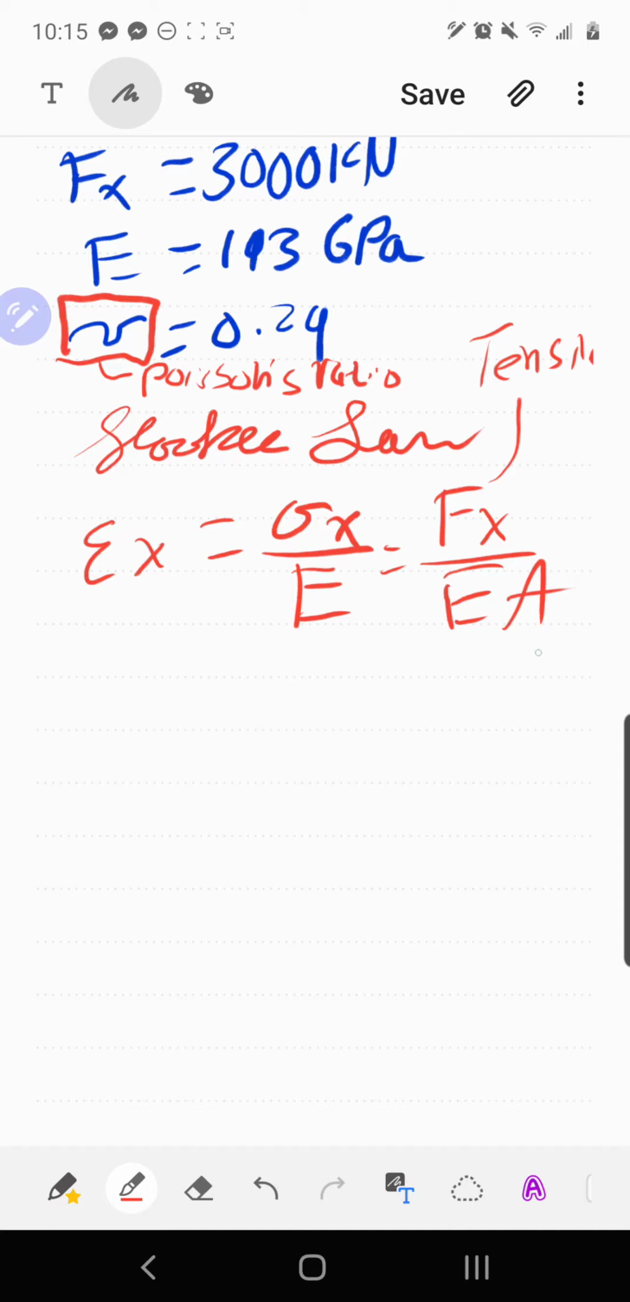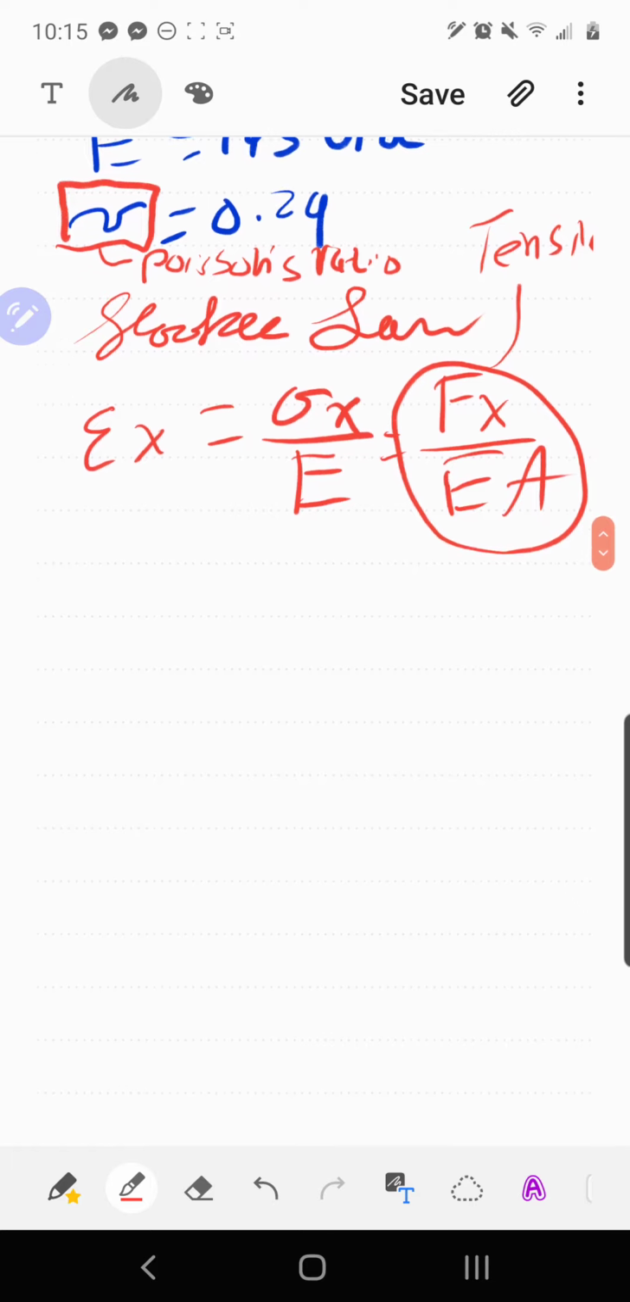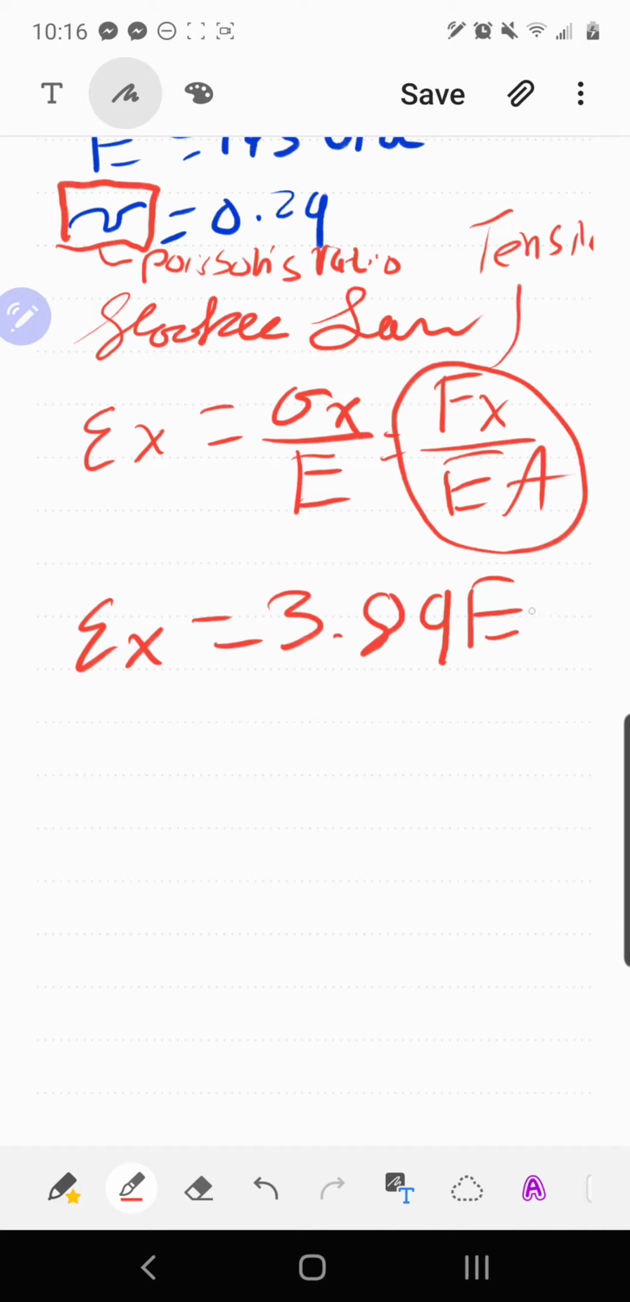So we actually have all of this information in order to solve this equation. So we can get the strain in the x direction using Hooke's law. So that's going to come out to be approximately 3.89 times 10 to the negative 4. Yeah, times 10 to the negative 4. That is the strain in the x direction.